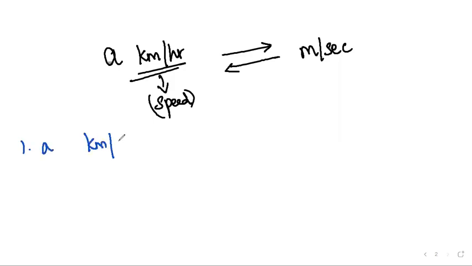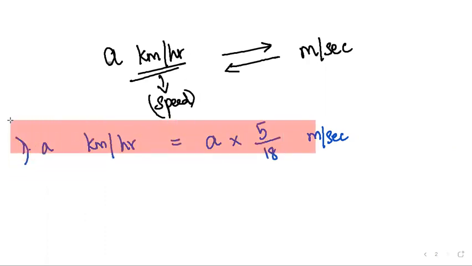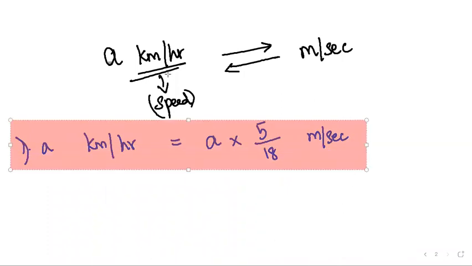So, are you all writing with me? Hope you are all writing with me. Good. A kilometer per hour is equal to A multiplied by 5 by 18 meter per second. A kilometer per hour is equal to A multiplied by 5 by 18 meter per second. I am writing a little slow, hoping that you are all taking time to copy. Okay, let's move on to the second point.